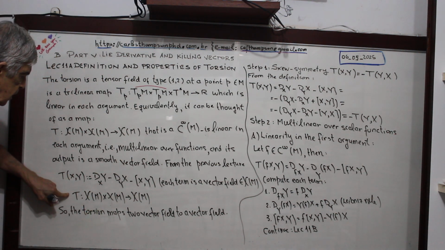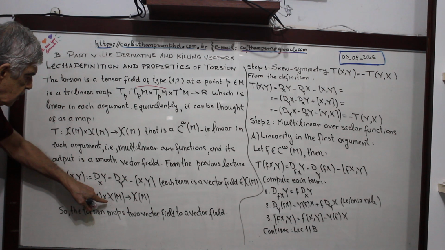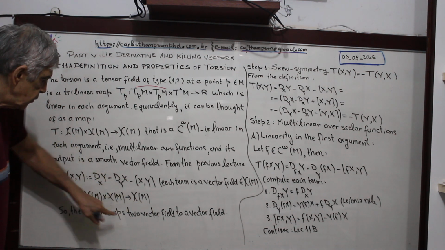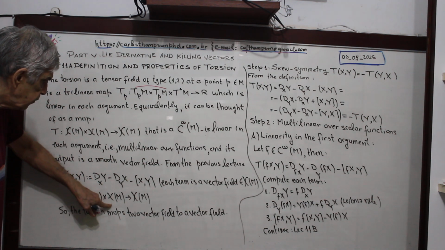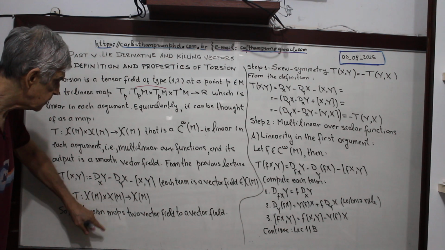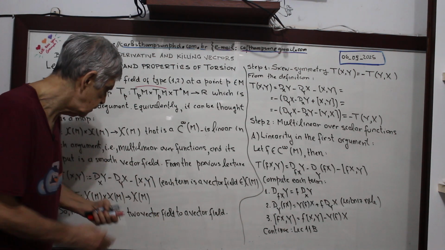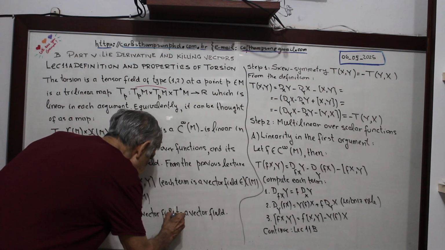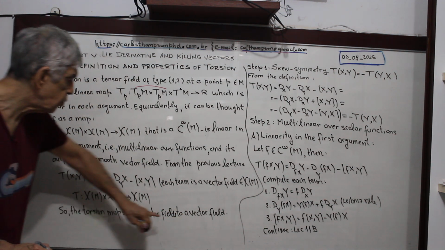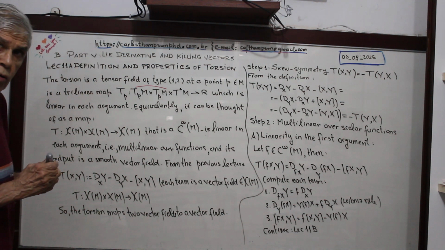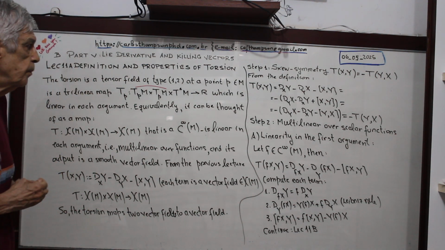So T is defined on chi M times chi M. This is a vector field. So the tensor maps two vector fields to a vector field. That's an important concept in the definition.